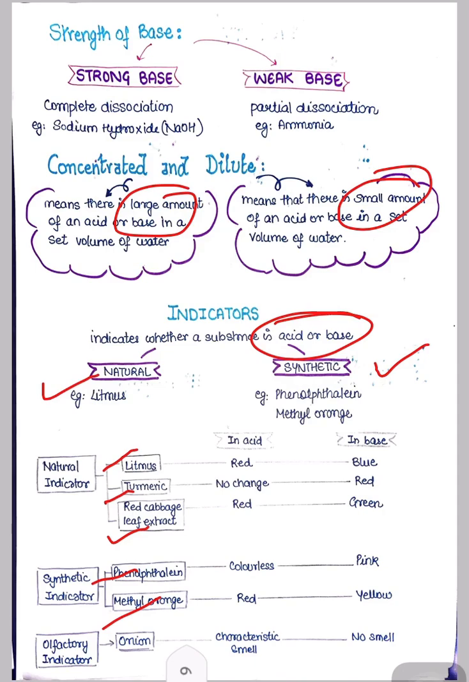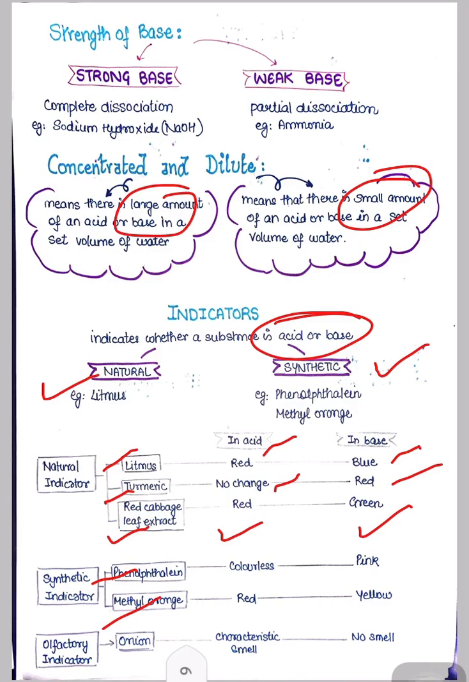Now the question arises, how do they indicate? They indicate by a change in color. The color is different in acids and different in bases. Litmus gives red color in acid and blue color in base. In turmeric, there is no change in acid and red color in base. Red cabbage leaf extract gives red color in acid and a green color in base.